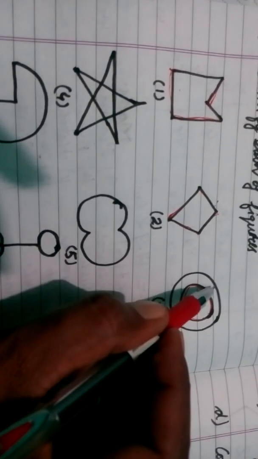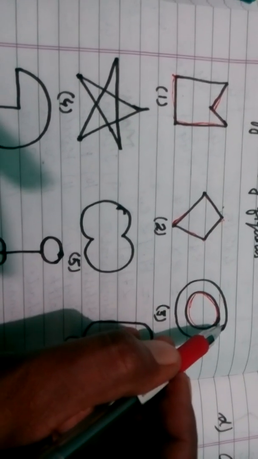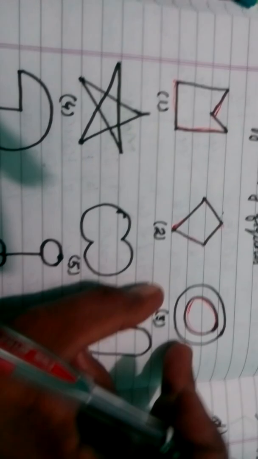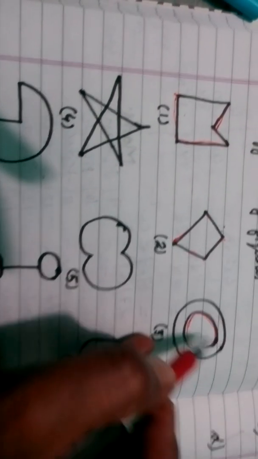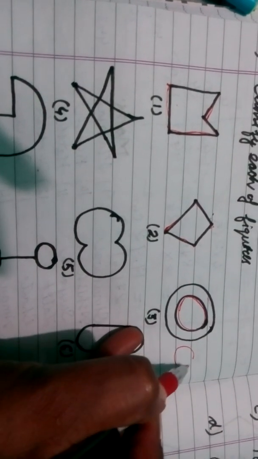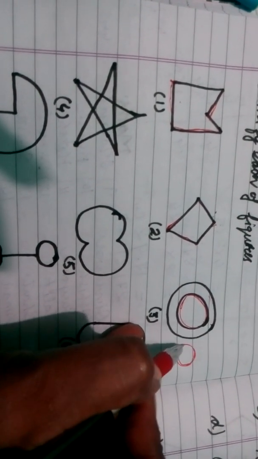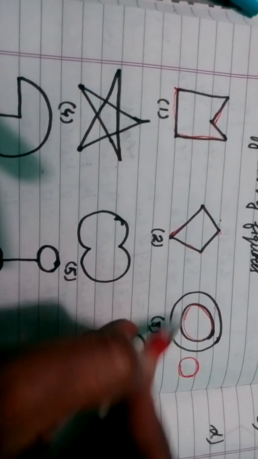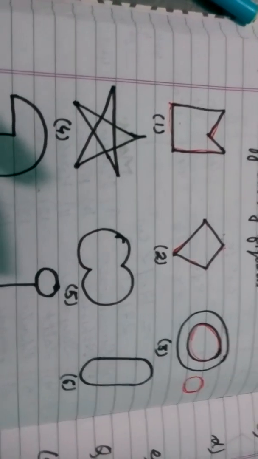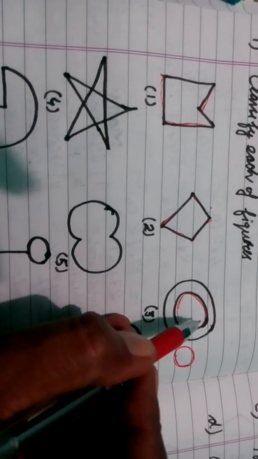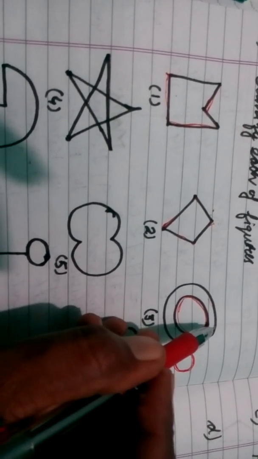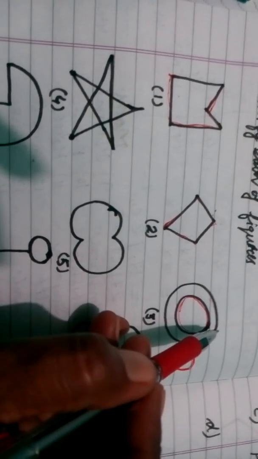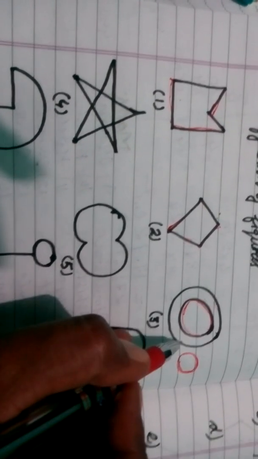But to draw the second one, I have to lift my pen. So I can say that this figure is not a simple curve and not a closed curve. Why? If it had only a circle, then it would have been a closed curve. But here there are two circles, and you have learnt that a simple curve is a curve which can be drawn without lifting the pen. And to draw this figure, I have to lift the pen from here. So this is not a simple curve and this is not a closed curve.